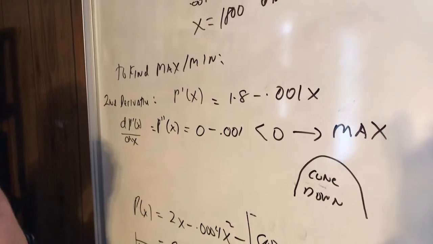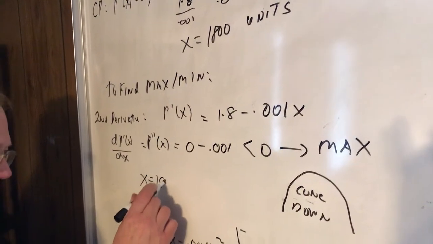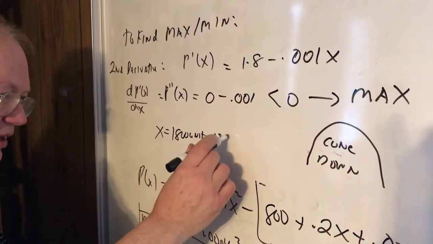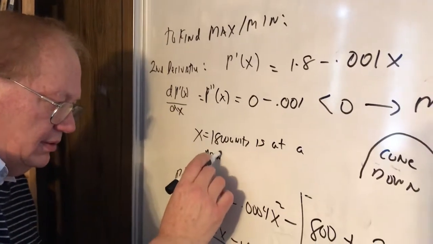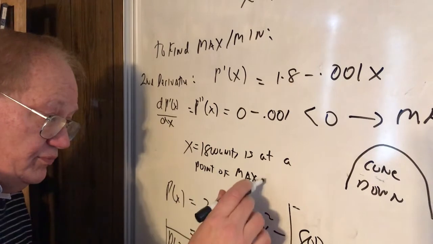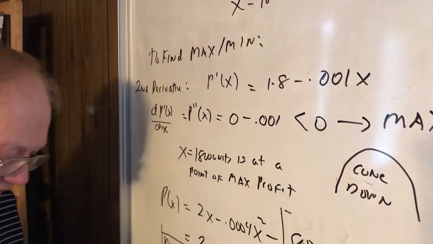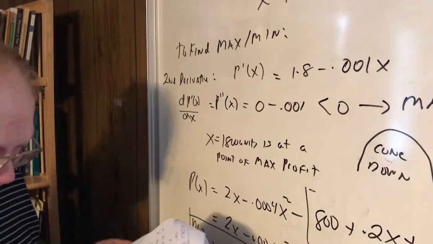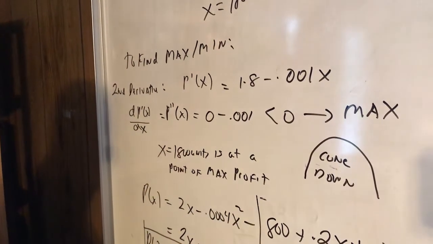So we know that x equals 1,800 units is a point of maximum profit. I don't ask you to calculate the profit at that, so I won't bother going into it. And that pretty much represents the end of that problem.